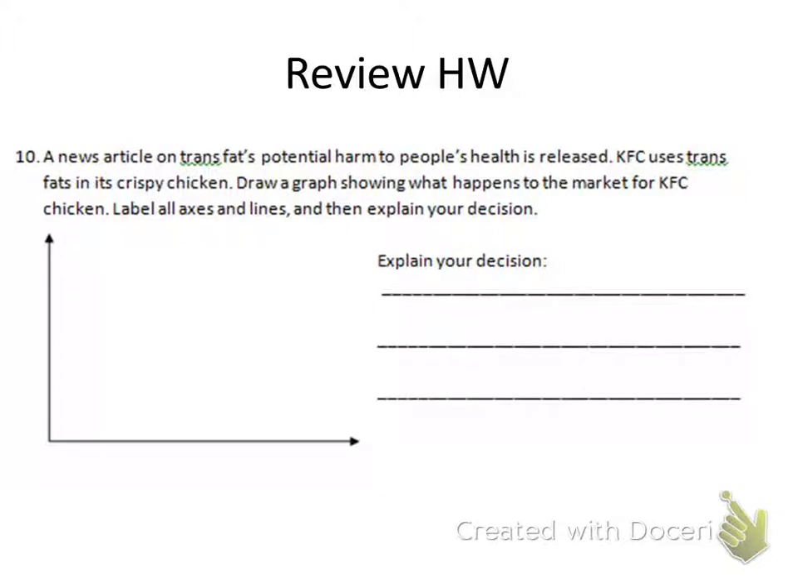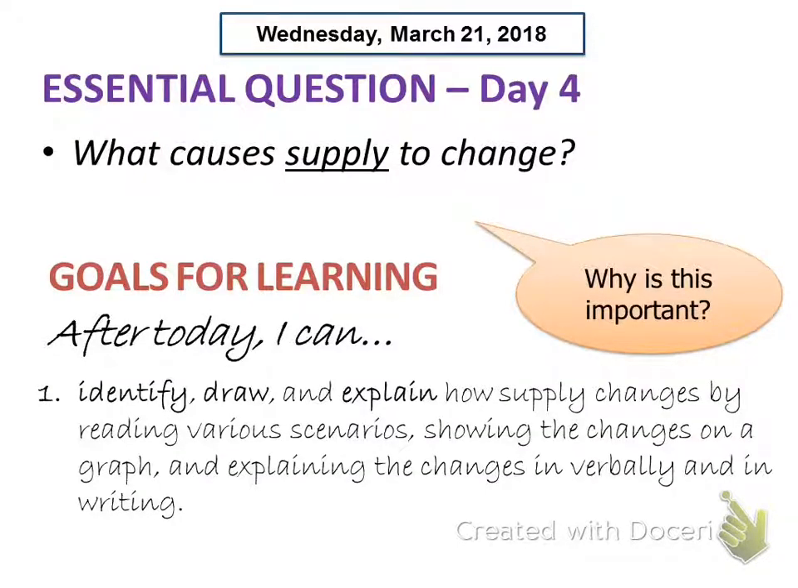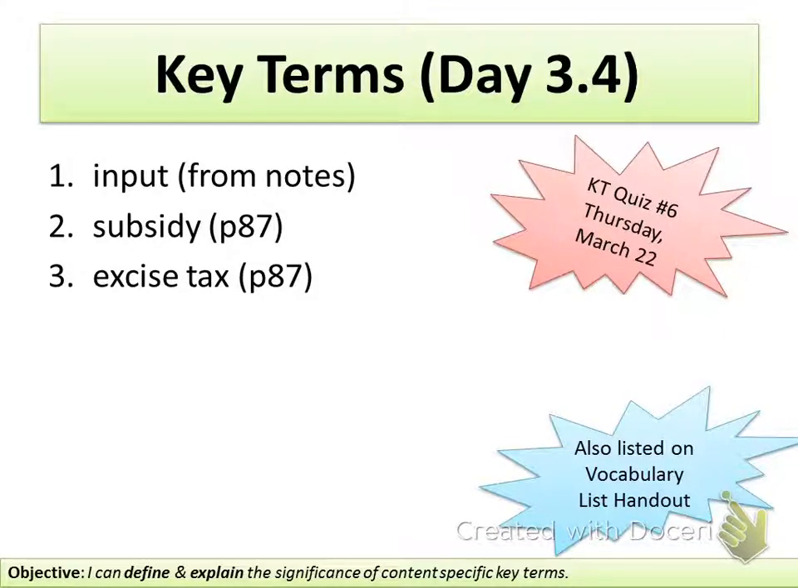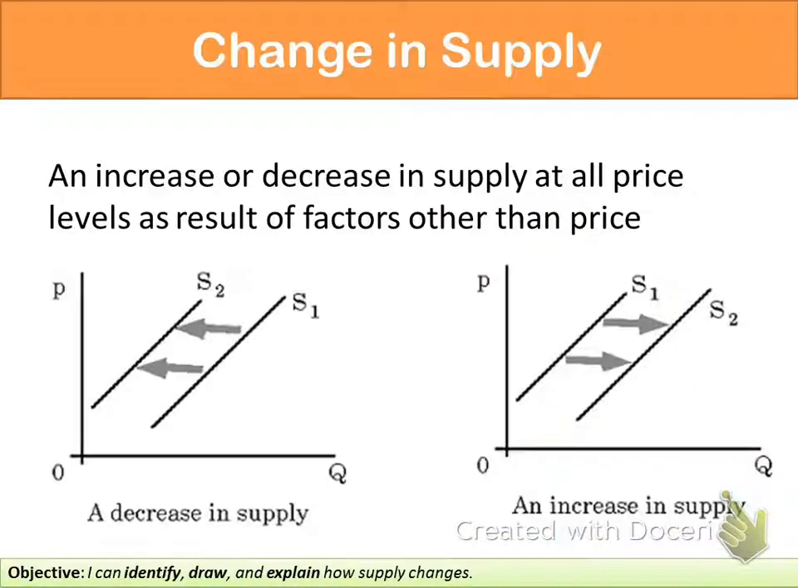The last topic that we'll look at here this week is supply changes. So what causes supply to change? Again, we're going to identify, draw, and explain how supply changes by reading scenarios and then showing those changes on a graph and explaining why they changed. This ties into our second standard, supply and specifically supply shifters. Key terms, these are the last 3 key terms before our next quiz, which is tomorrow. There's about 58 terms total. 8 of them are new terms.